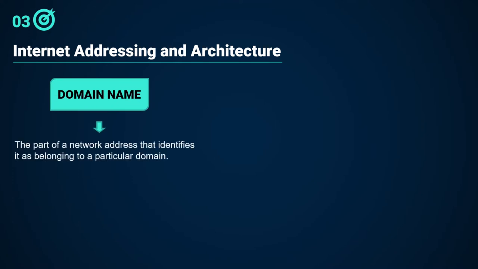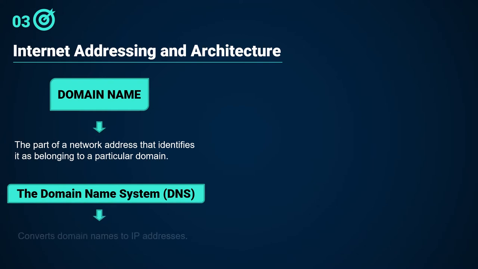The domain name system. Because it would be incredibly difficult for internet users to remember long strings of numbers, an IP address can be represented by a natural language convention called a domain name. A domain name is the part of a network address that identifies it as belonging to a particular domain. The domain name system, or DNS, converts domain names to IP addresses. DNS servers maintain a database containing IP addresses mapped to their corresponding domain names.